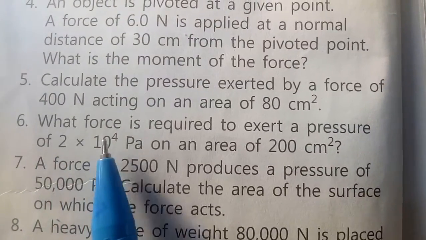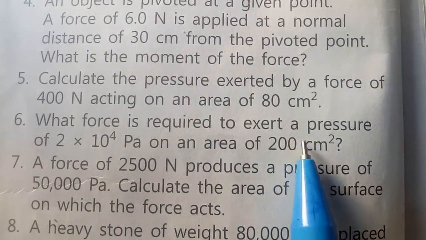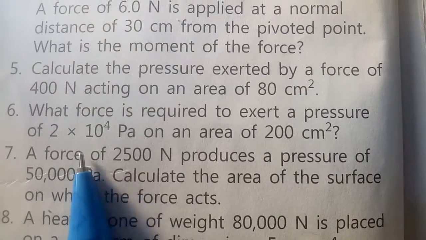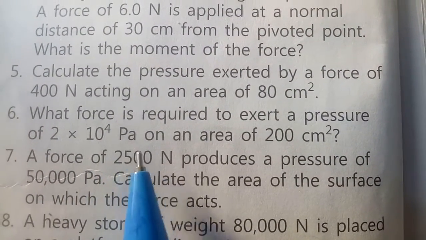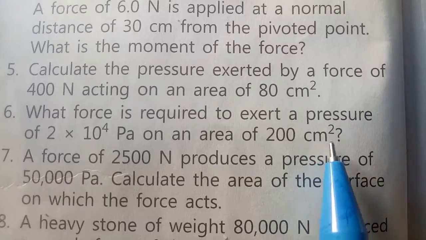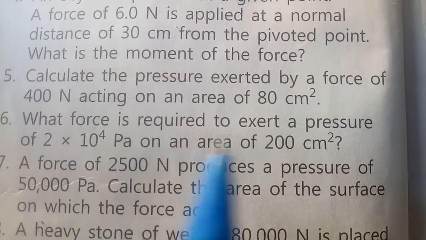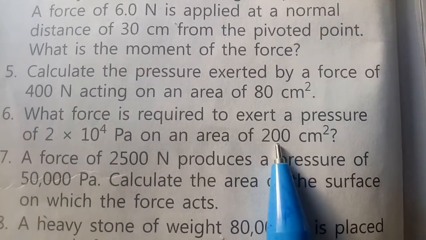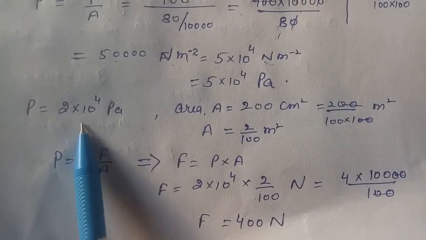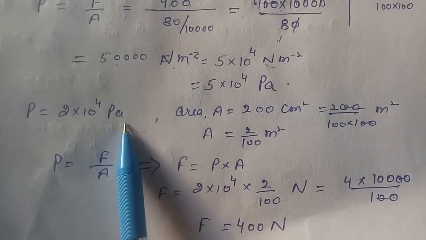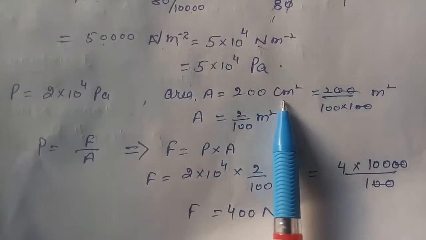So sixth numerical, what force is required to exert a pressure of 2 multiplied by 10 raised to the power 4 Pascal on the area of 200 centimeter square? So again we have to calculate the force. Pressure is given and area is given. So pressure equal to 2 multiplied by 10 raised to power 4 Pascal, area 200 centimeter square.